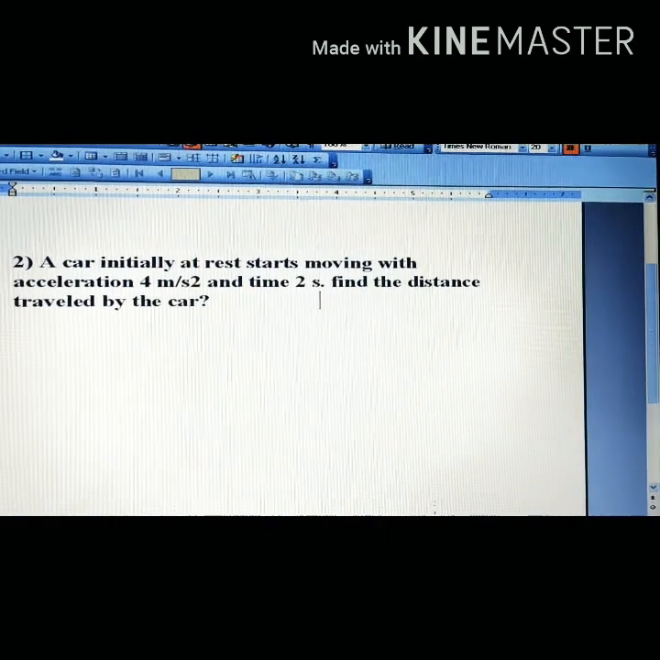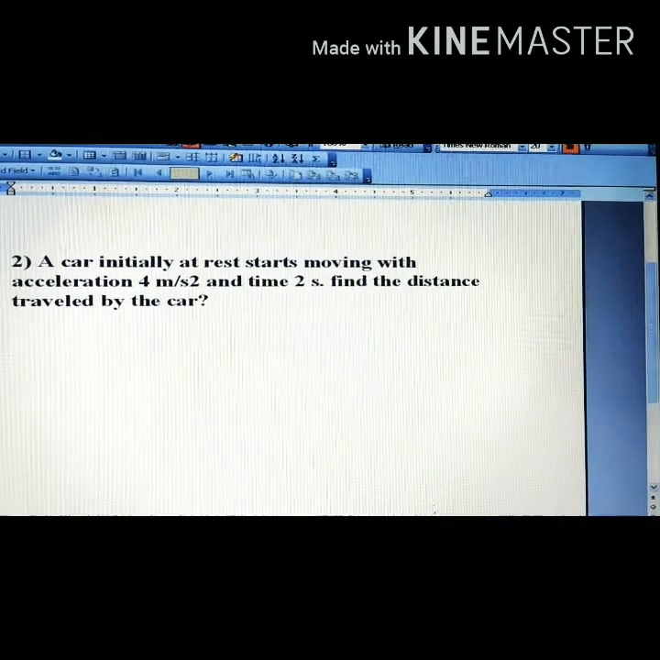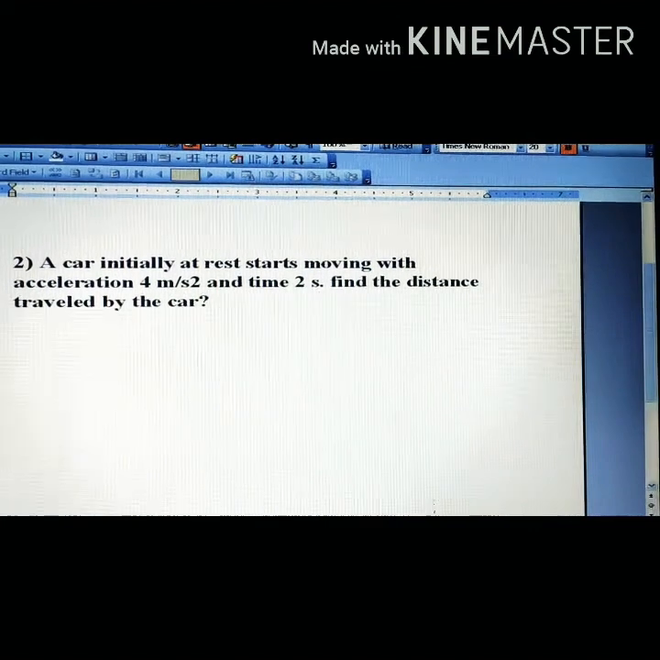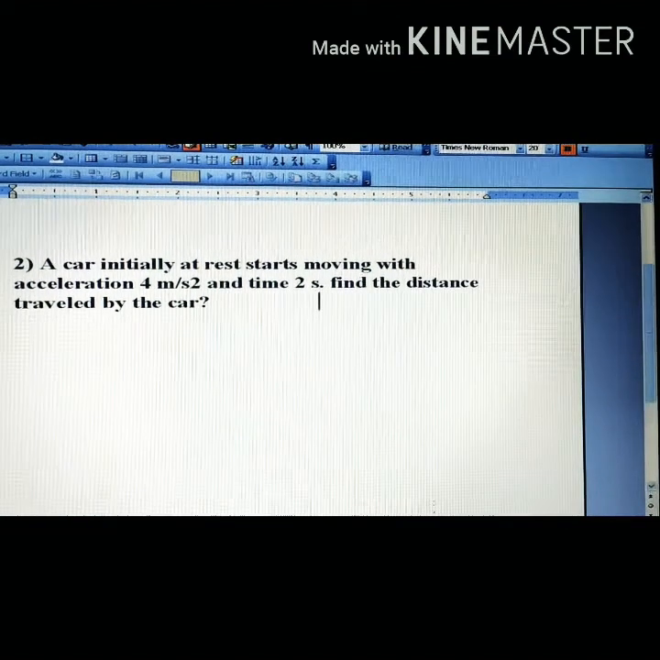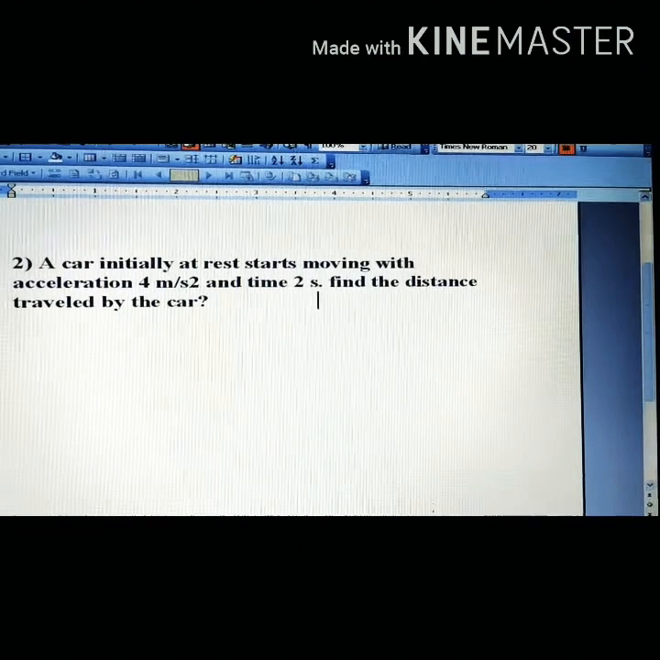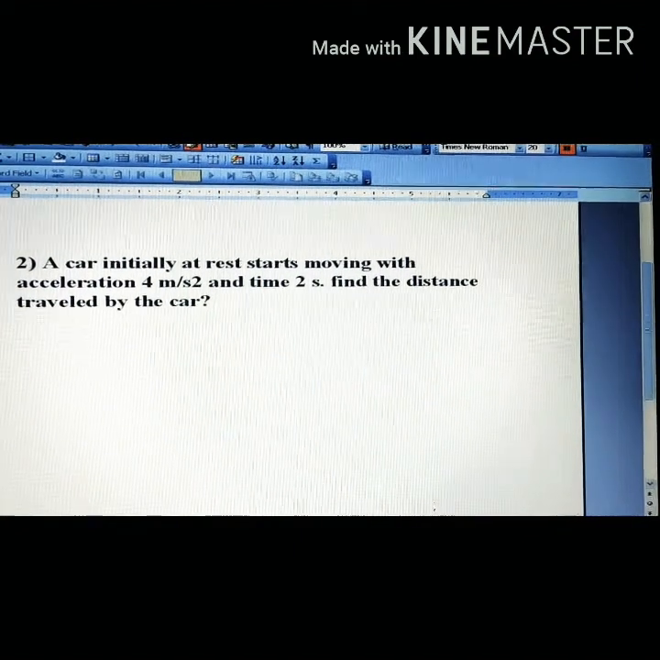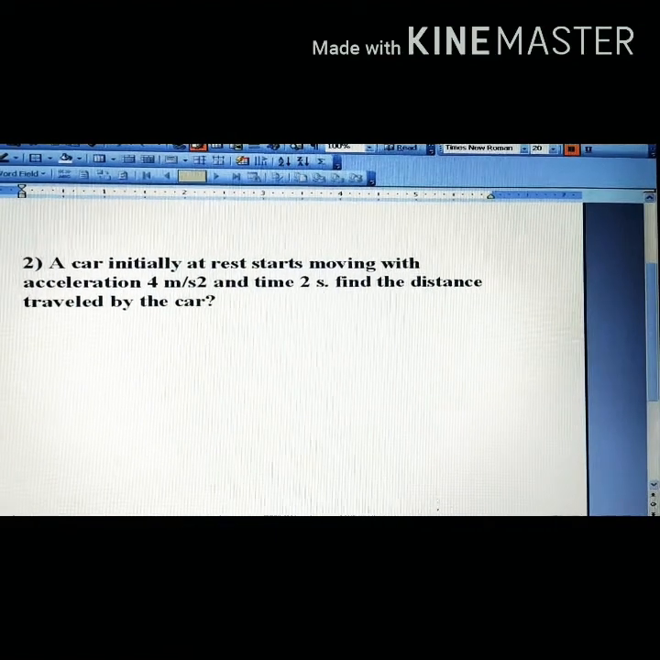In the second problem, it is given that the car, initially at rest, starts moving with acceleration 4 meter per second square for 2 seconds. Find the distance traveled by the car. We want to find out the distance traveled S. The object is initially at rest.